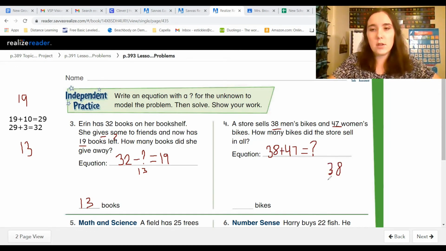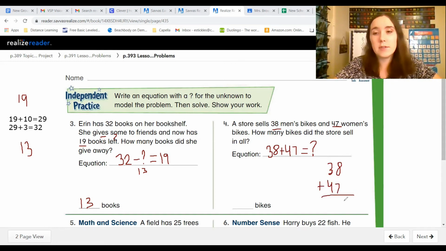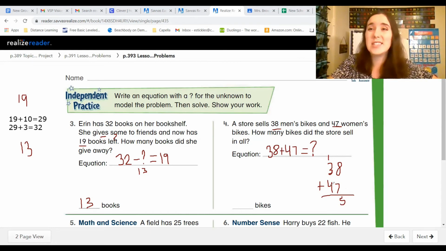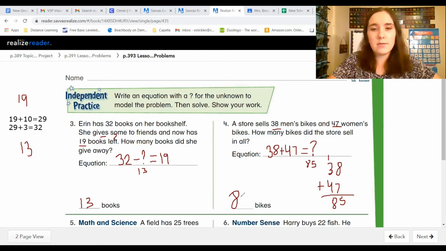38 plus 47. And I'm going to do some quick addition here. 8 plus 7 I know is 15. So 5 ones and 1 ten. And then I have 3 tens plus 4 tens, which is 7 tens, plus 1 more, which would be 8 tens. So in all, they sold 85 bikes. So my answer is 85.